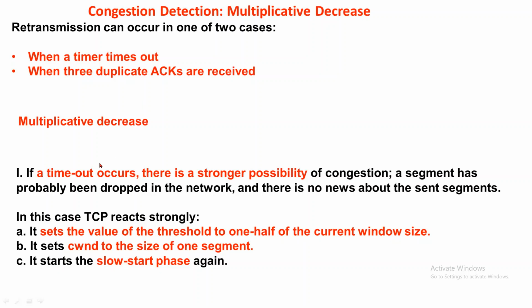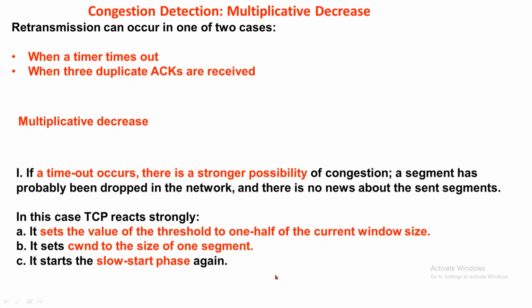First is retransmission whenever a timer times out. If there is a retransmission because of a timer timeout, the sender assumes that there is a strong possibility of congestion. So in that case, it's going to do 3 things. One is it's going to set the threshold to 1/2 of the current window size. Second is it's going to set the current congestion window to the size of 1 segment. Then it's going to start the slow start phase again.